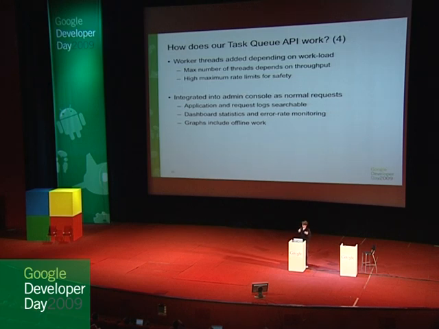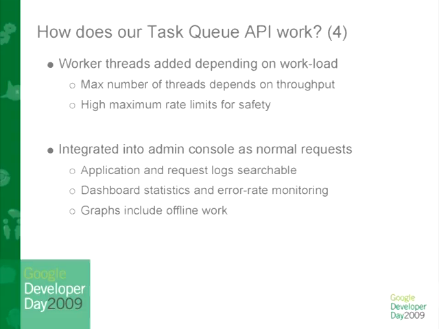Now, there are some caveats, some detail. We will add worker threads depending on your workload. The maximum number of threads that you get depends on the throughput of your application. So the faster your app is per task, the more you get to run per second. Up to right now the limit of 20, but then later many more. And we plan on having a very high maximum rate limit for safety in the future, but we're going to let people run many, many tasks per second.